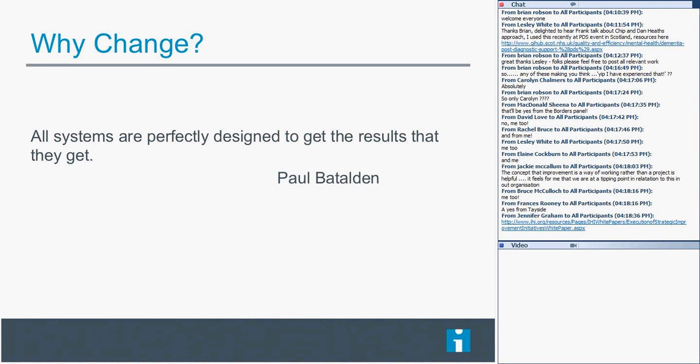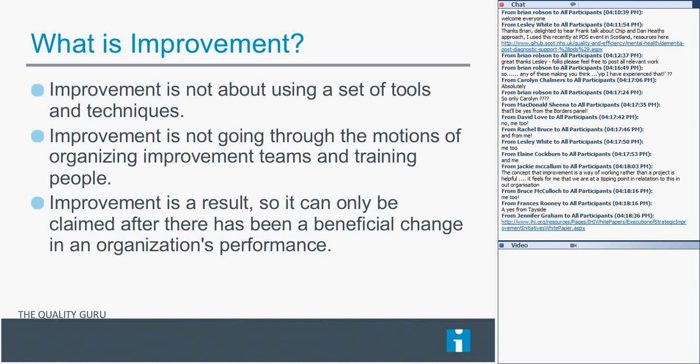So why change? Paul Batalden is credited with this quote, "All systems are perfectly designed to get the results that they get." If we truly want to improve our systems, we have to stop and examine what it is that we need to change, and how will we change that, and then how will we know that that change is an improvement, which is really the fundamental for the IHI model for improvement. But first off, what is improvement?